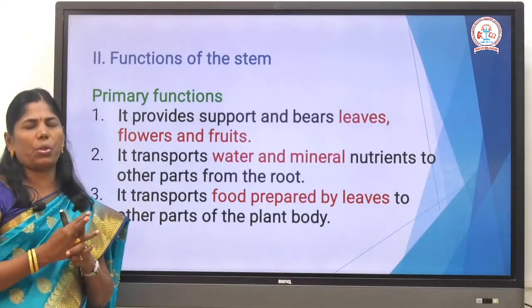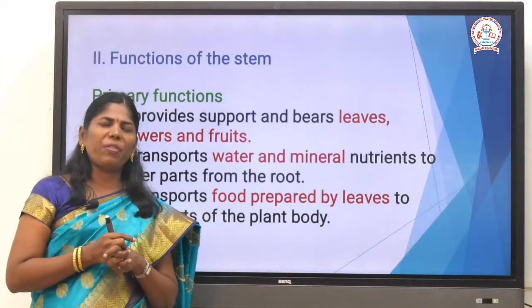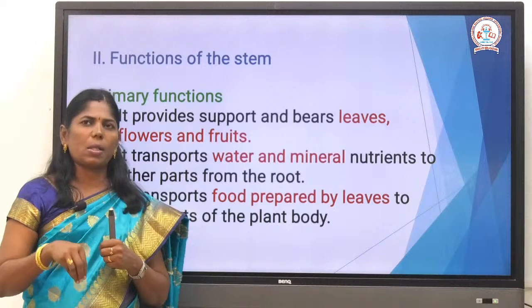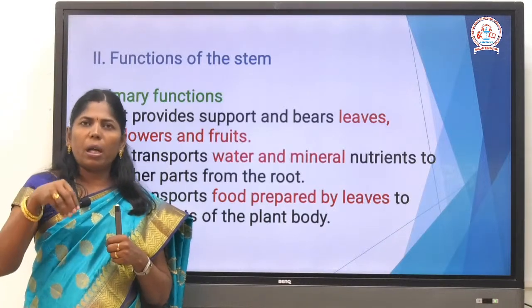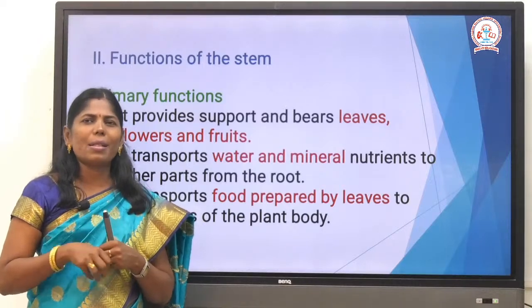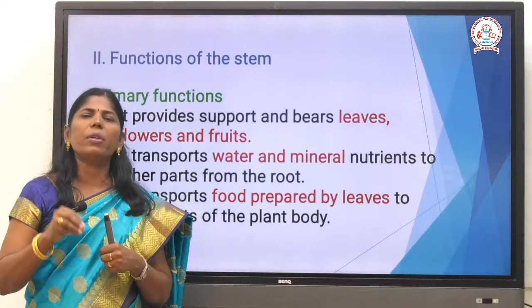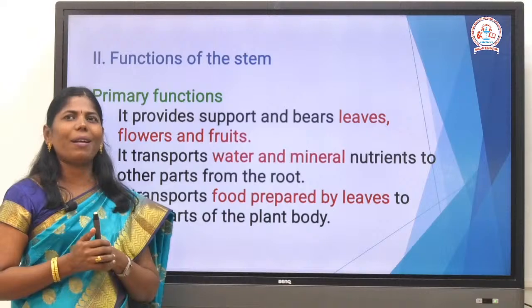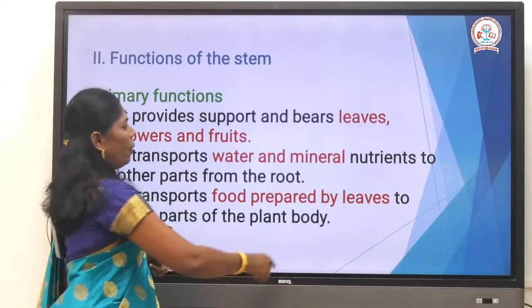So these are the primary functions. So what about the primary functions of the root? The primary functions of the root are two. One is that they have to fix the plant in the soil, that is the anchorage. Another one is that they have to absorb the water and minerals. Okay, that is the absorption. That is anchorage and absorption, the functions of the primary root. Okay, the primary functions of the stem are giving mechanical support and conducting the food materials and water.